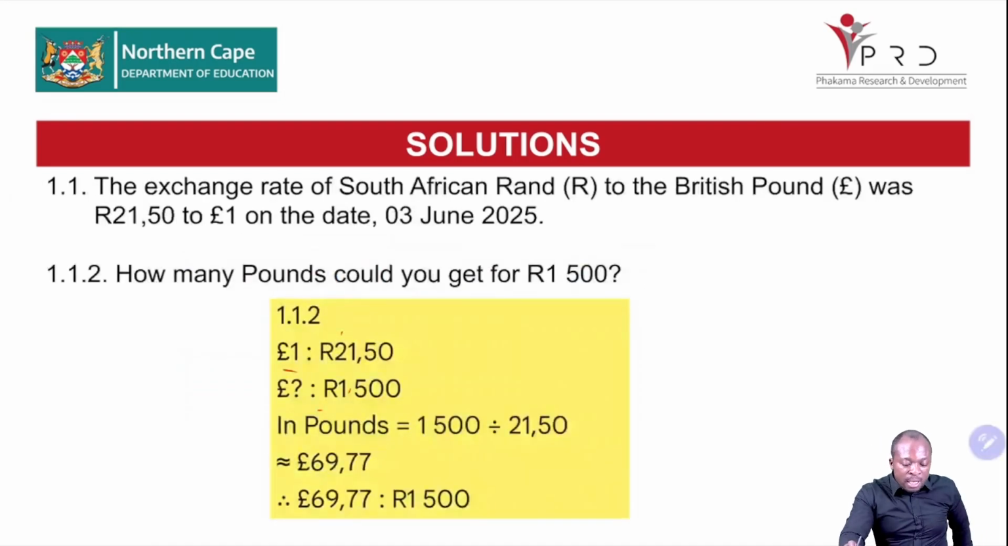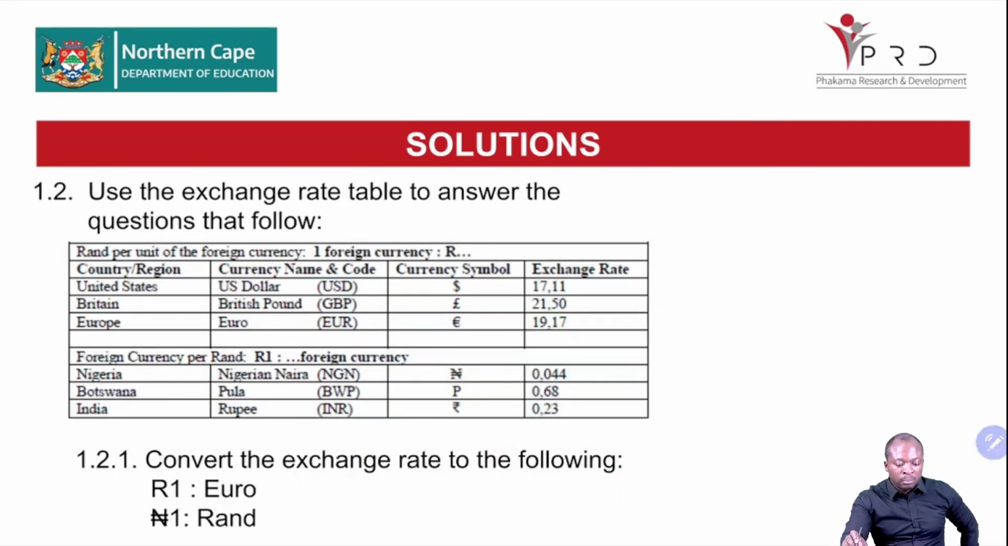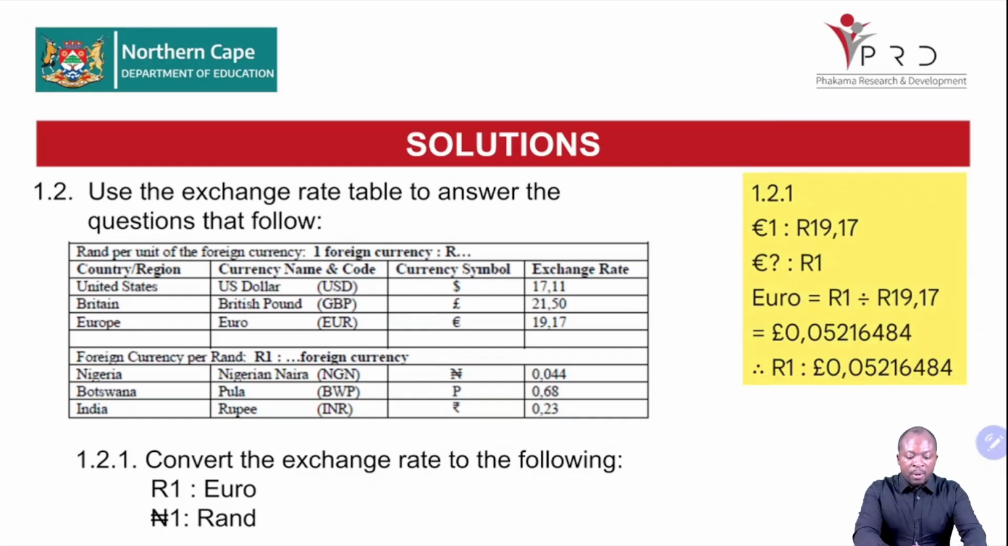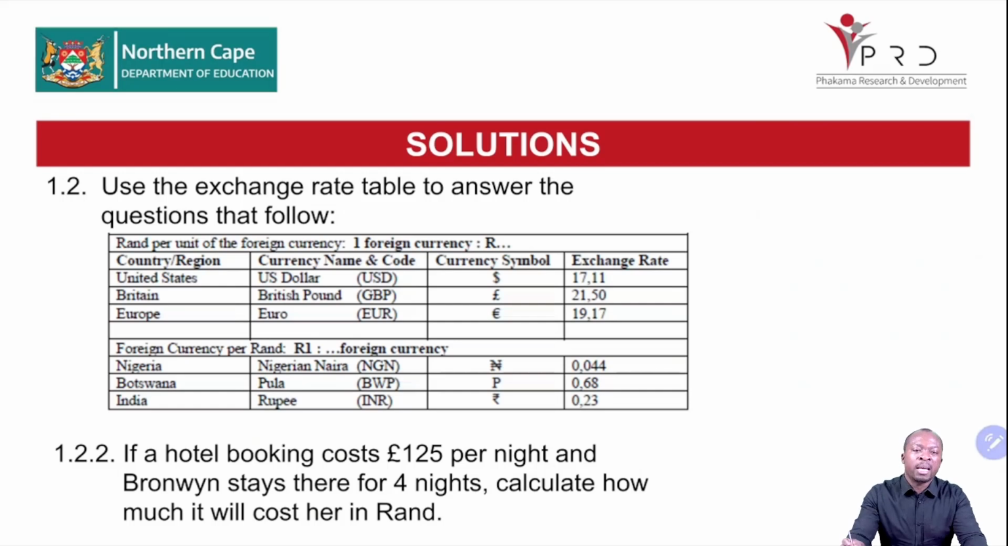Now let's get to the next one then. I wanted you to work out 1 rand is to euro. So we know 1 euro is 1917. So 1 rand will be how many euros? What do you do? You divide 1 by the 1917. Just simple like that, so that we get 0.0 something. The reason is because the euro is bigger. So when you have only 1 rand, you are going to get very, very less in terms of the euro.